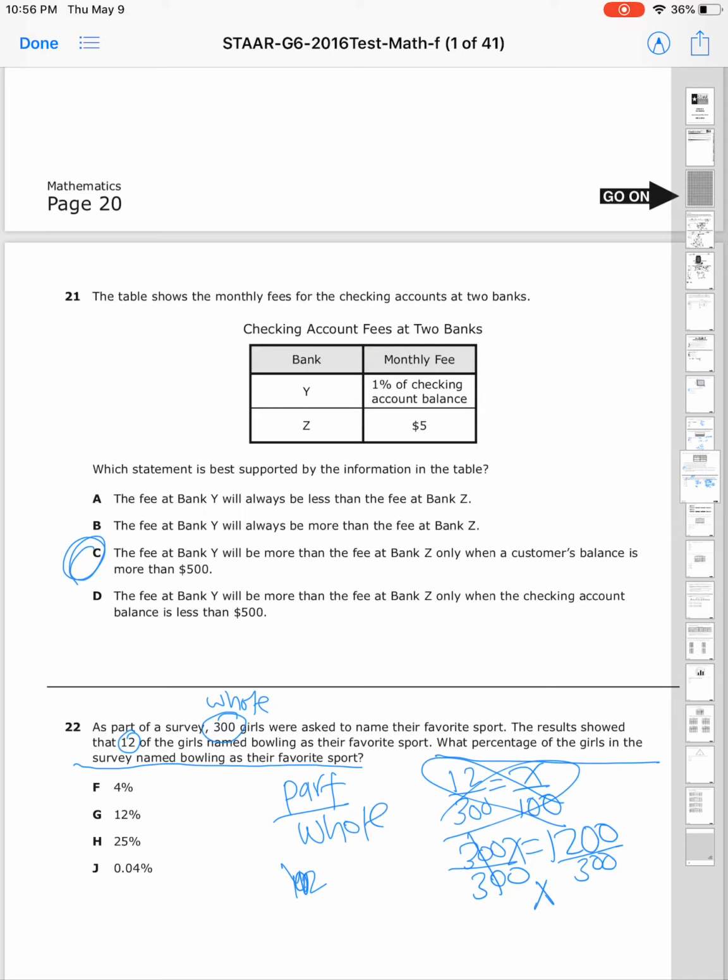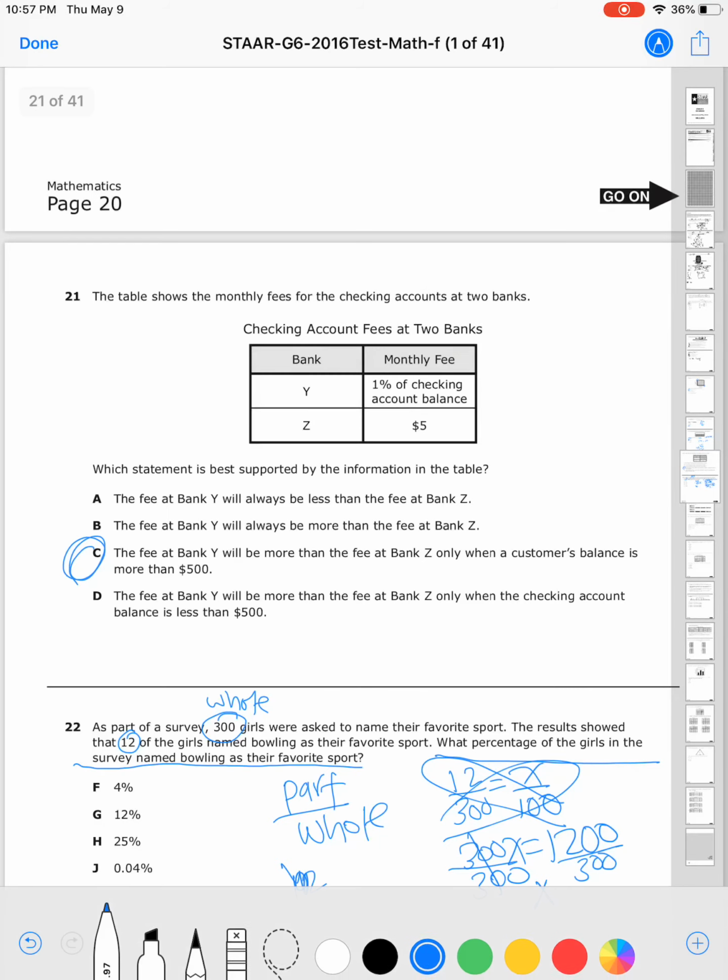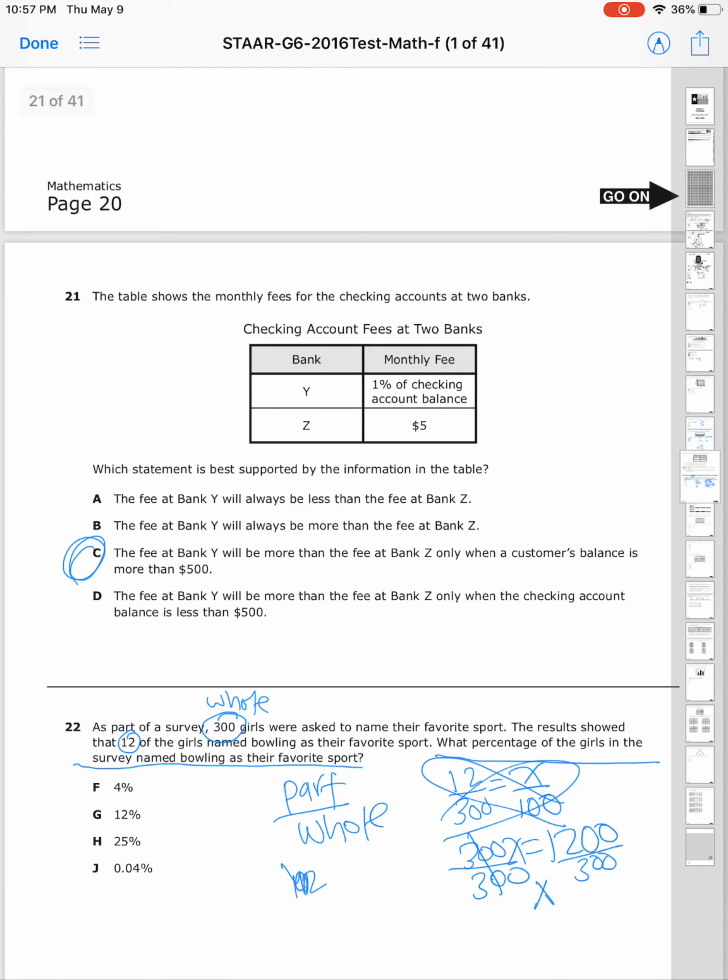4. Let's try it over here because I'm struggling. Okay, let's see. X is equal to 4. Right? Because 4 times 300 is 1,200.